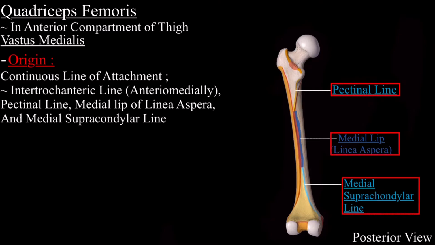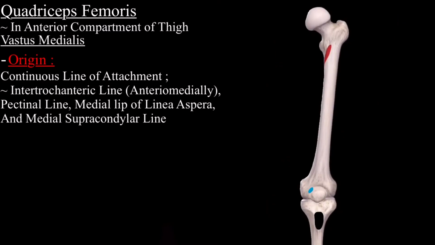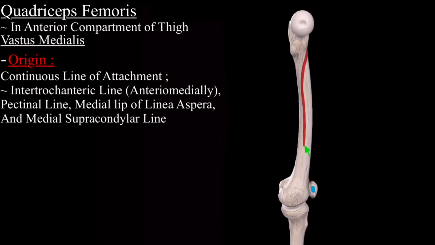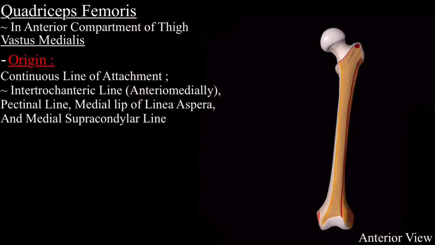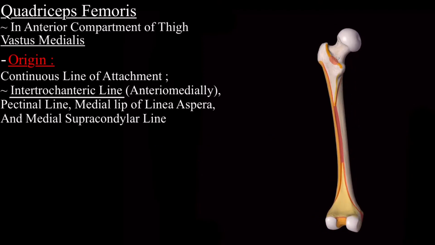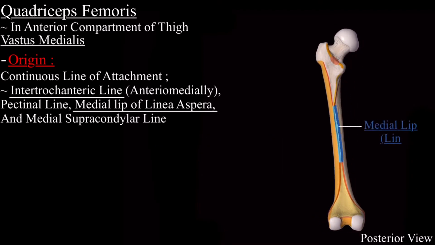And all these lines, including the intertrochanteric line, are related to the origin of the vastus medialis muscle. As you can see, this whole red area is the origin of the vastus medialis muscle. Now make things easy for yourself. Just remember the intertrochanteric line and the medial lip of the linea aspera as the origin point of the vastus medialis muscle.